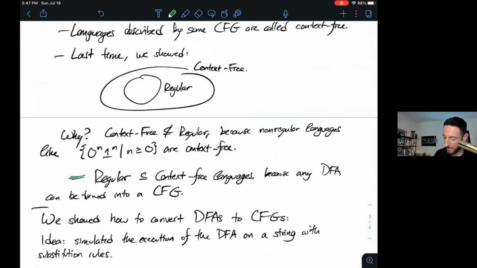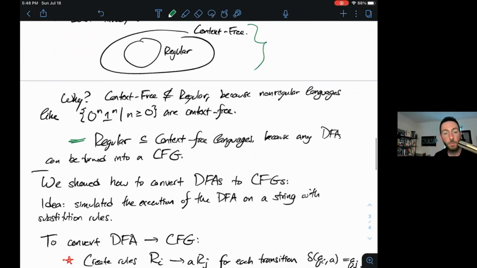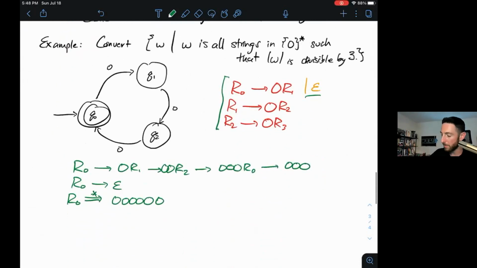So that is our proof of this statement, that the regular languages are a subset of the context-free languages, and our completion of this picture that tells us the regular languages are a proper subset of the context-free languages. The punchline here is just CFGs have more power than regular expressions, than DFAs, than NFAs, than GNFAs. They can represent more languages than we've been able to represent before.